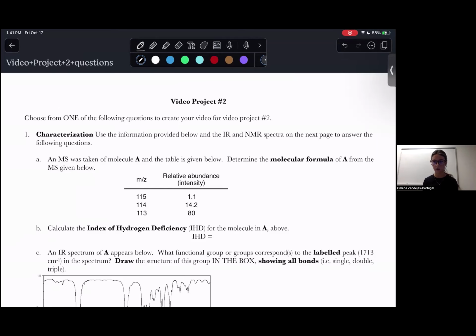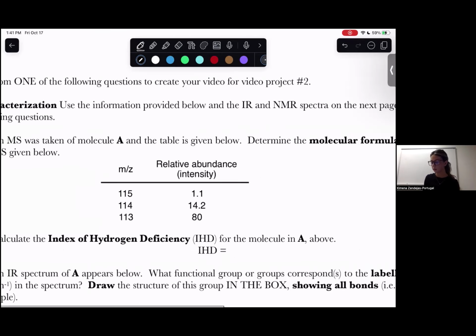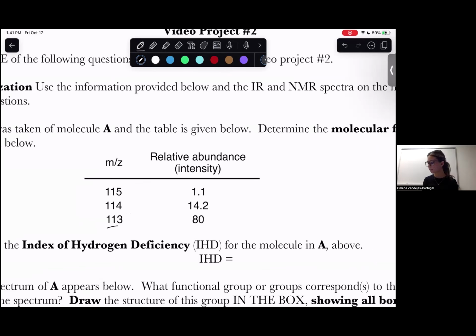So through some trial and error, we can determine that this one is not going to be our M plus, because if we multiply 80 by something to get to 100, it's going to be times 1.25. If we do that to this number right here and then divide by 1.1, we're going to end up with 16. And we know that we cannot have 16 carbons because if we multiply that by 12, the molar mass would be too high with the data that we're given. So we know that that one is not our M plus.